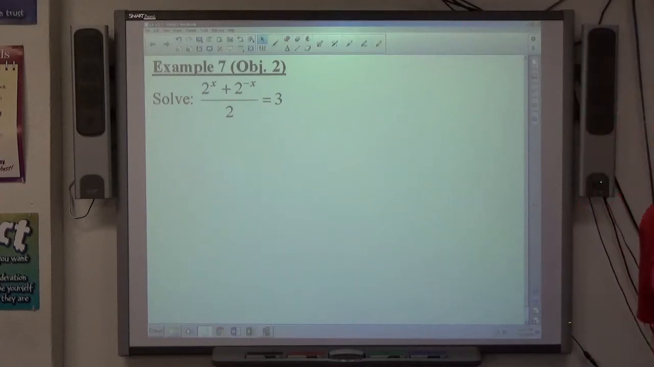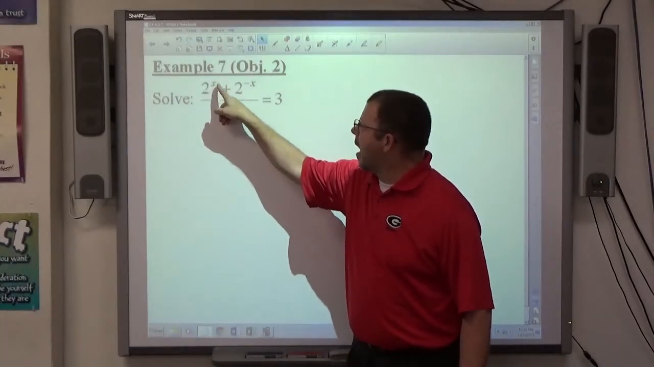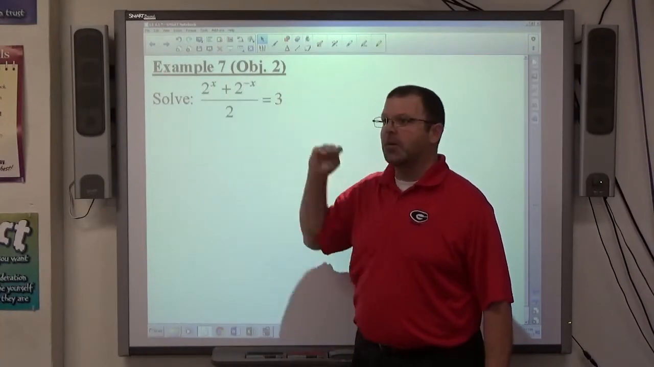Okay, our last example here is an exponential equation. It's a certain structure that you're going to see in some of the problems tonight. What I'm looking at specifically that makes it this kind of structure is a number to a power, a number to the negative power. They're being added here. They may as well be subtracted.